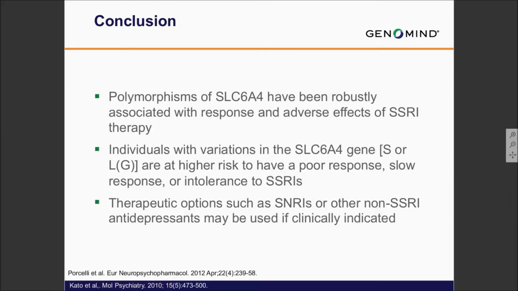In summary, the SLC6A4 gene, also known as 5-HTT-LPR or SERT, impacts expression of serotonin transporters, and this in turn modulates SSRI response. Those individuals with the lower expression gene, short or LG, may be more likely to have poor outcomes with the common antidepressants citalopram, escitalopram, fluoxetine, fluvoxamine, paroxetine, or sertraline.